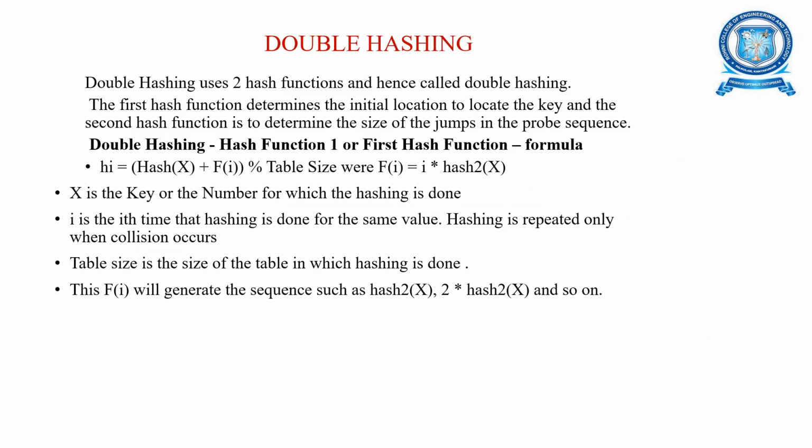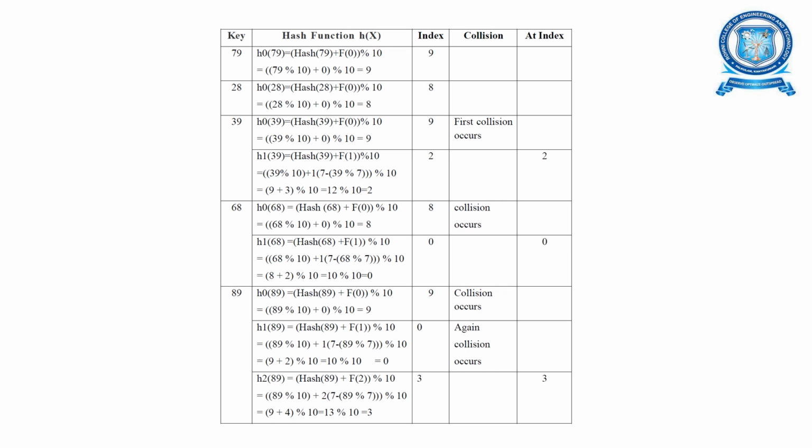Next is double hashing. Double hashing uses two hash functions and hence is called double hashing. Here the first determines the initial location to locate the key, and the second hash function determines the size that jumps the probe sequence. Here the formula is hi equal to (hash of x plus f of i) modulo table size, where f of i equal to i into hash2 of x. Here x is the key value and i is the ith time that hashing is done for the same value. Table size is the size of the table in which hashing is done.